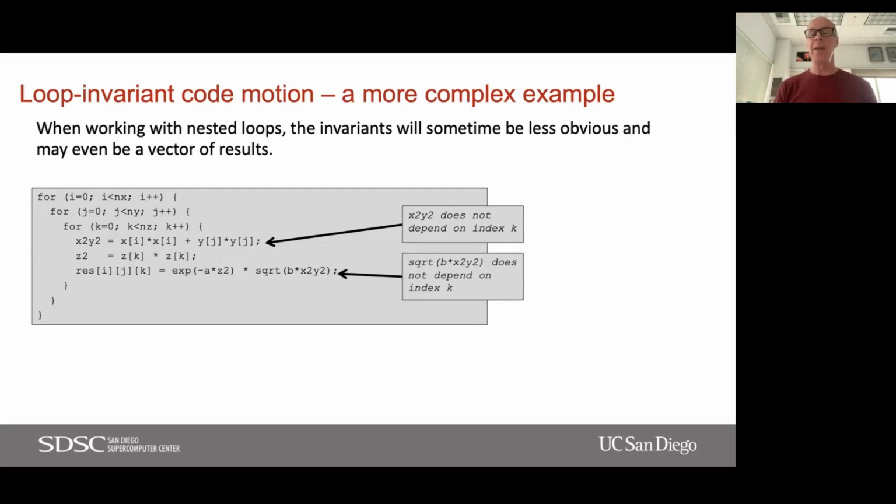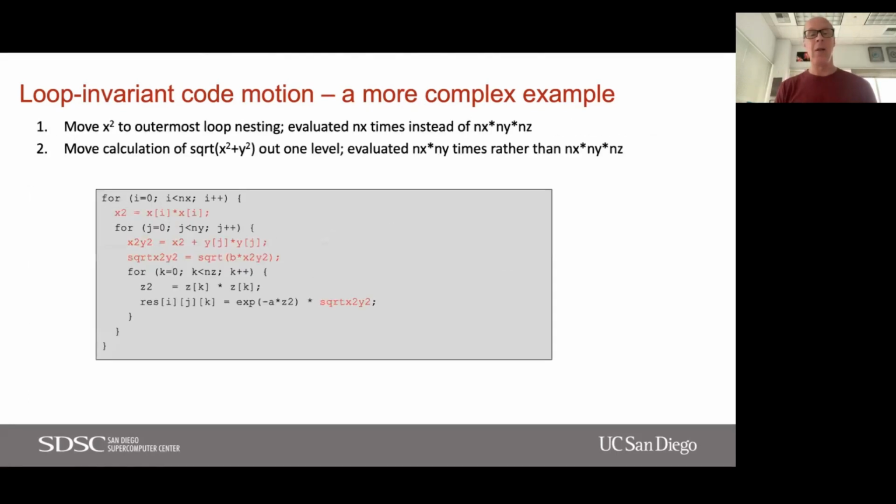Square root of b times x2, y2 obviously also does not depend on the index k. So what we could do is take calculations that don't need to be done in those innermost loops and move them outside. For example, here I took the calculation of x squared and moved it to the outermost loop. I took the x squared plus y squared and the square root of x2, y2 calculation and moved that outside of the innermost loop. And now I use that result repeatedly within the innermost loop.